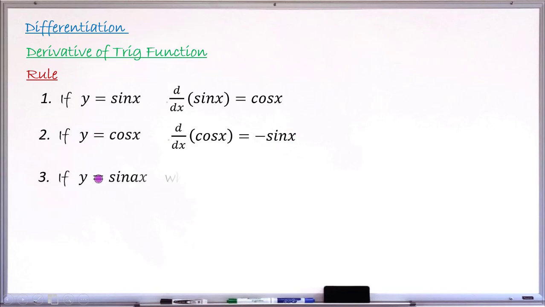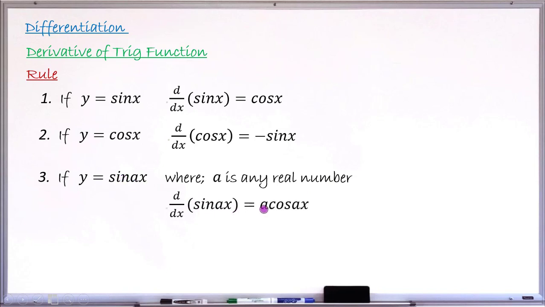Similarly, rule number 3 says if you have y equals sine ax, this sine ax is different from sine x. Here it is just like you have sine 1x, which we don't usually write. But if you have, for example, sine 2x, where a is any real number, the derivative of sine ax is nothing but a cos ax. So if you have sine 2x, for example, the derivative will now be 2 cos 2x.